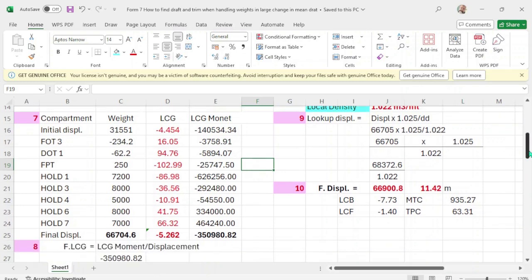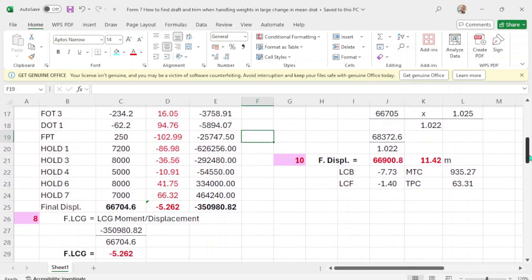So how did you get my final LCG? Final LCG is LCG moment, which is this one, over displacement. That will be your final LCG. So your LCG moment is 3509080.82. This one over your displacement of 66704.6, and your final LCG is negative 5262, which you have here.